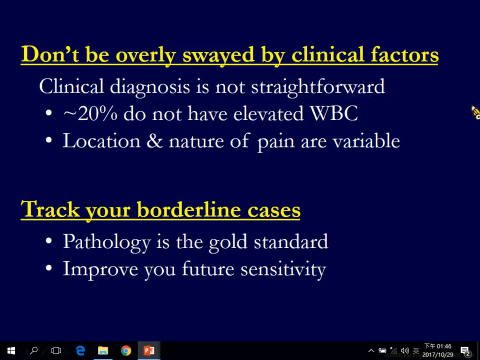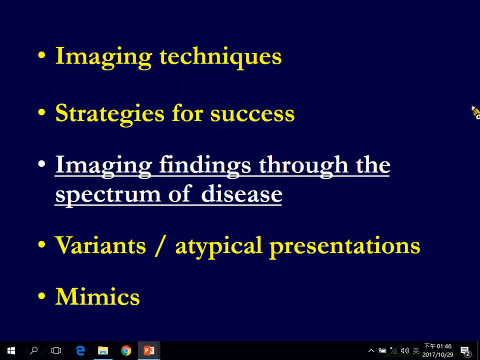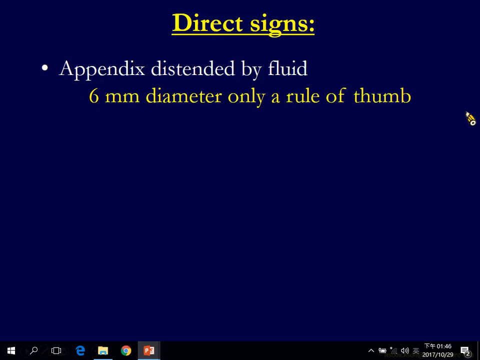I really encourage everybody, if you're not sure, follow that case and find out what pathology was, because this is the only way to really improve yourself over time. So let's talk now about imaging findings throughout the spectrum of disease. We're all familiar with a number of the direct signs of appendicitis.